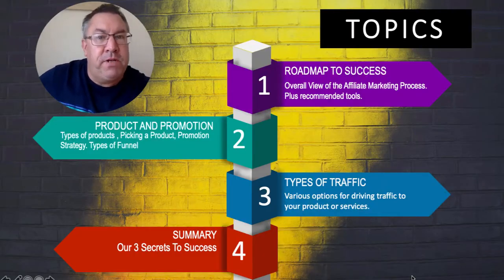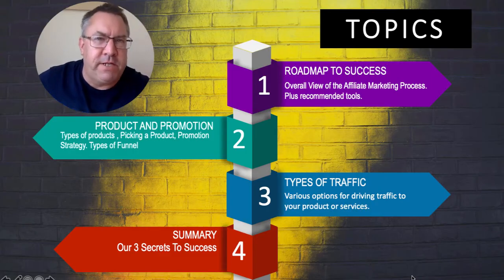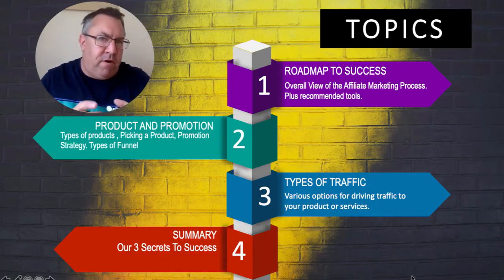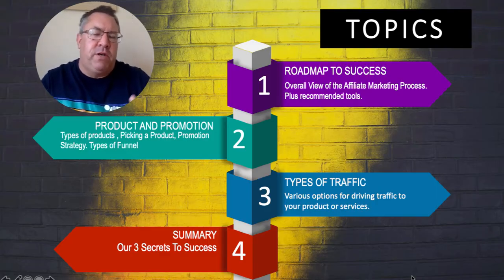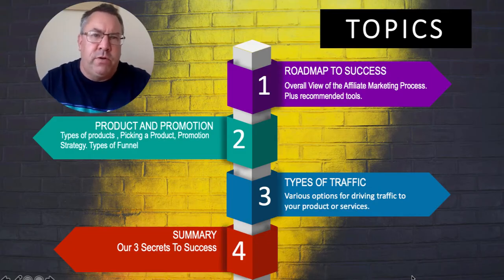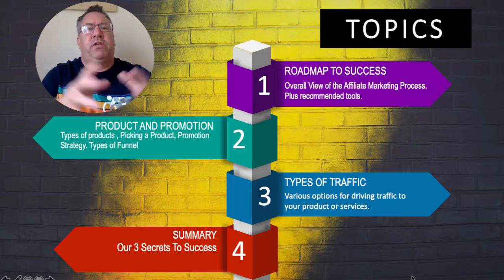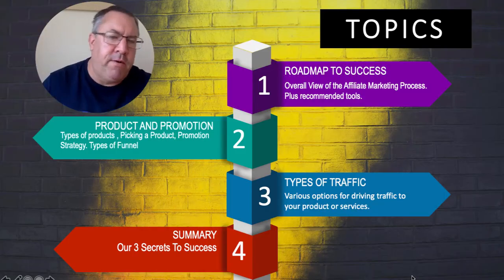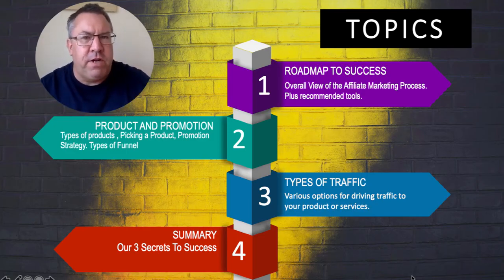Okay, so these are the type of topics we're going to discuss today. So the first thing is we're going to go through the roadmap to success. Now, this is a high-level view of what the affiliate marketing process actually looks like, plus some recommended tools. Now, I'll point you to a video that I did recently, which goes through all the different tools that I use and the costs of each and some recommendations of where to go and get it. But this is going to be just an overview of the types of tools you need. Now, you can start affiliate marketing for free, but if you're serious and you want to start a real business online, there are some little tools that you need to get going.